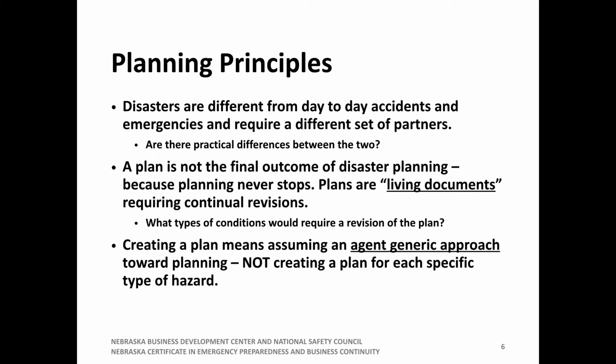And as we noted in the last session, there are many hazards that hold potential risk. If you were to chase down every hazard, you'd be left with dozens of plans and an unsustainable business continuity plan. Therefore, the business continuity plan takes an agent-generic approach. It matters not whether high winds or high waters render your plant unusable.